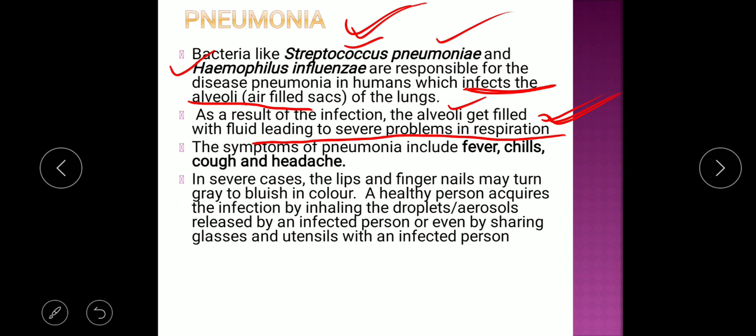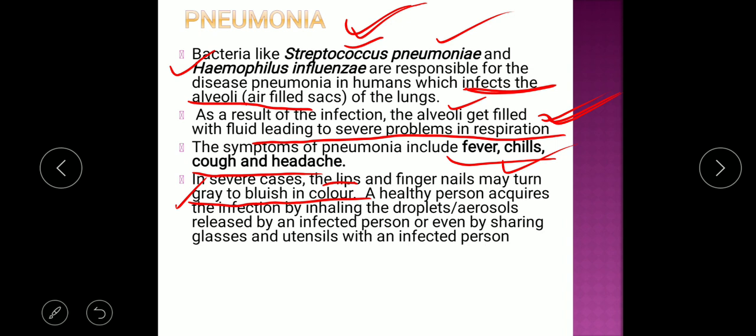The symptoms of pneumonia include fever, chills, shivering, headache, cough, etc. In some severe cases, what happens? The lips and the fingernails may turn grey to bluish in color, especially in case of children.